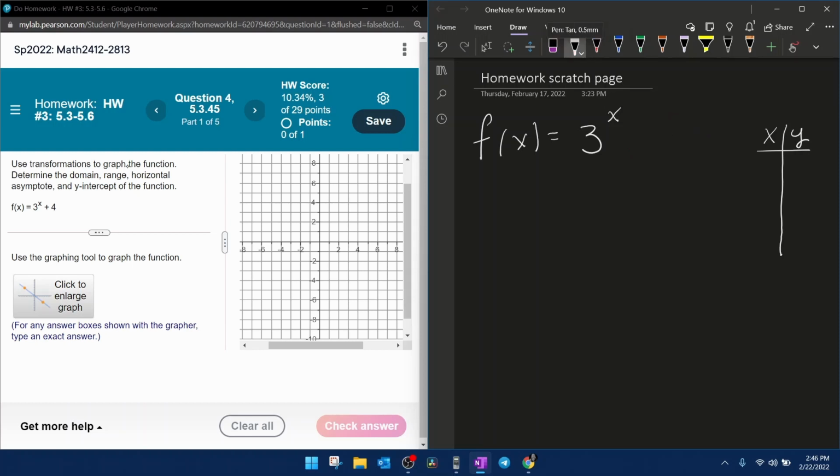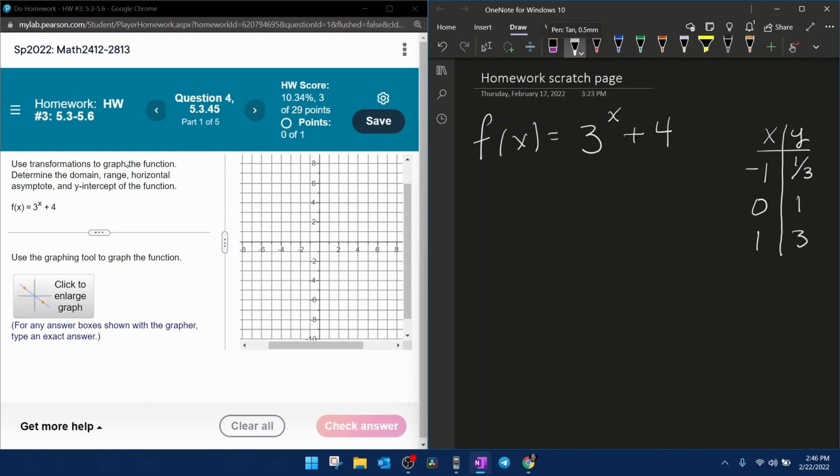So I'm going to generate ordered pairs from the parent function without the transformation, and then we will shift those y values up 4. Plugging in -1, 0, and 1 for x. 3 to the -1 power is a third. 3 to the 0 power is 1. 3 to the 1 is 3. And you can use a calculator if you need to verify my results.